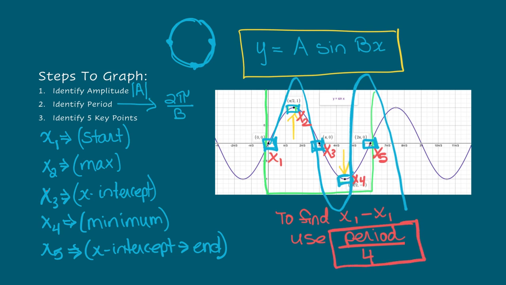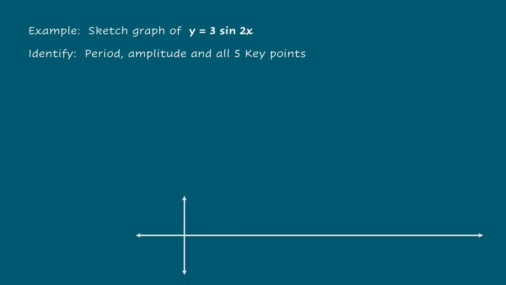And I'll show you how to use that when we work our first example, okay? So for our first example, let's sketch the graph of y equals 3 sine 2x. For this problem, our amplitude is the absolute value of 3. Remember, we use A to find our amplitude. So this graph is going to have a vertical stretch factor of 3.